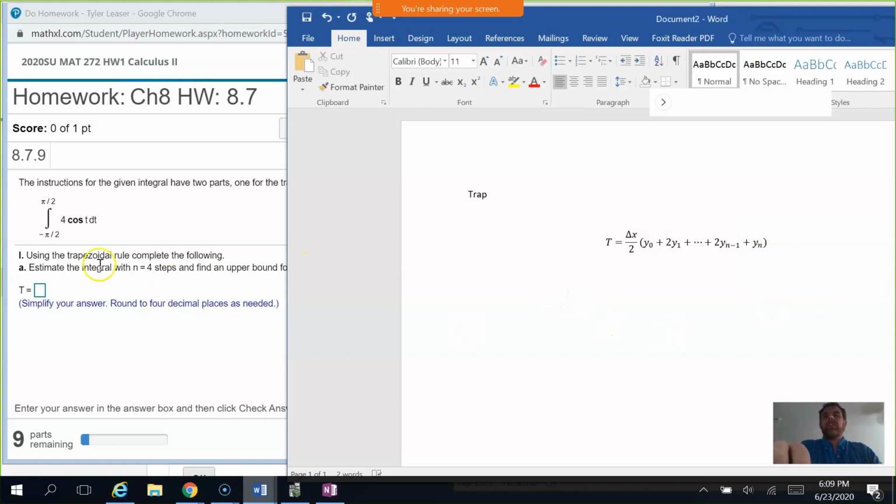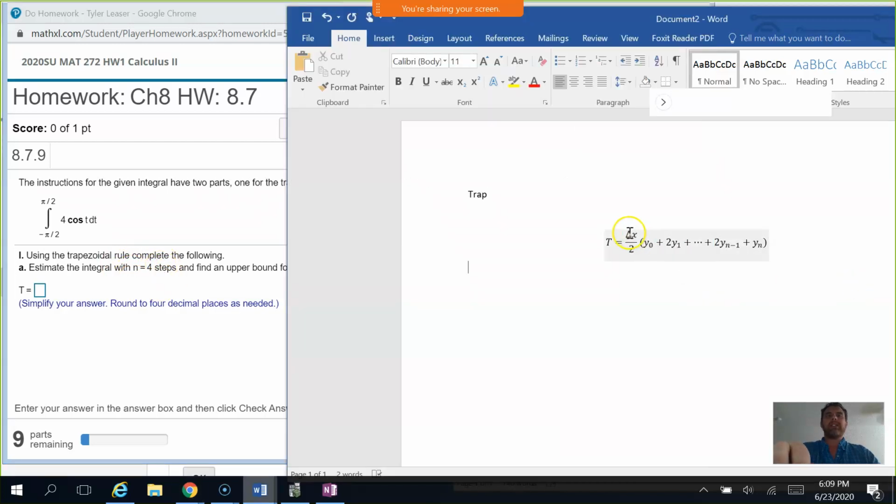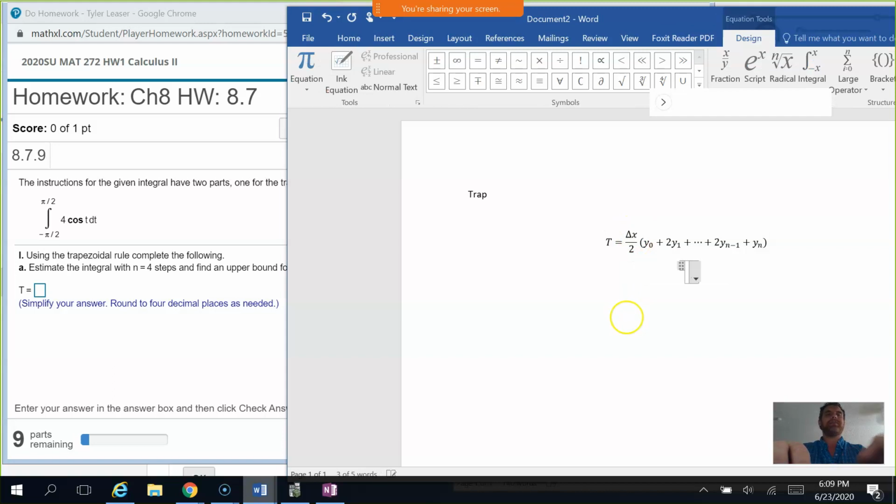All right, so we're given n is 4, and we are going between negative pi over 2 and positive pi over 2. That is a total distance of pi, which means that each of my step sizes is going to be pi over 4. Okay, so that's going to be my delta x. Delta x is just going to be pi over 4. So we're going to take that and divide that by 2, and that's going to be times my function, the 4 cosine t, and we're starting at negative pi over 2, and we're going to keep adding pi over 4 until we get to positive pi over 2.